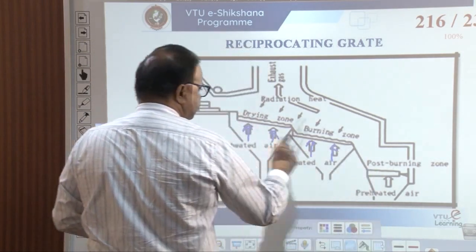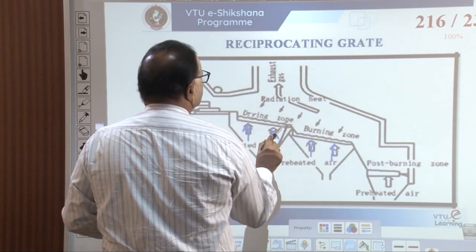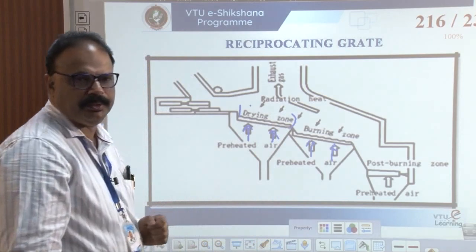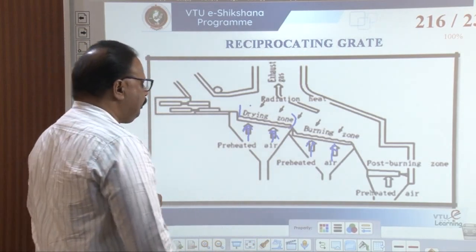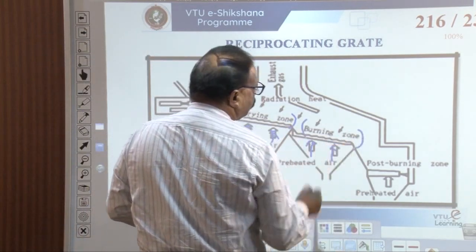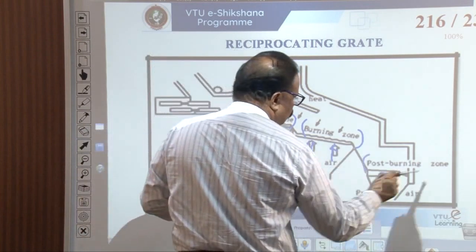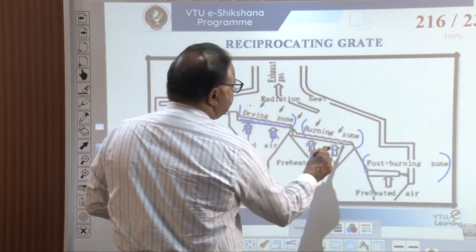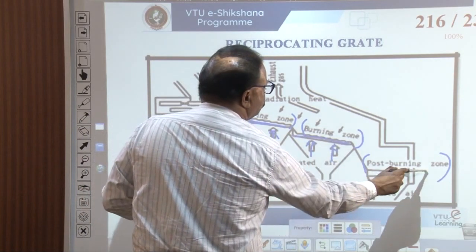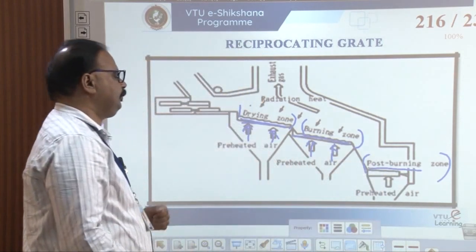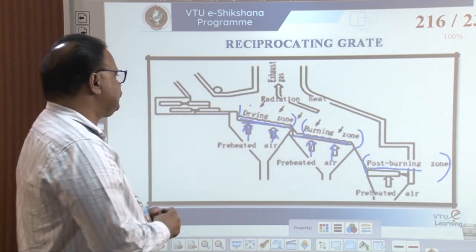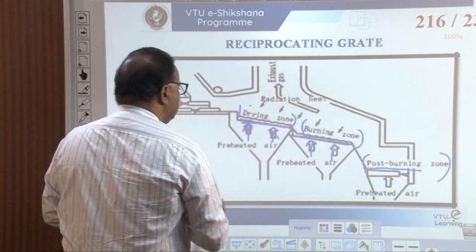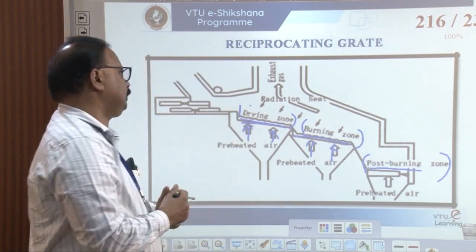Three types of zones are there. Here it is the drying zone. Here it is the burning zone. Here it is the post-burning zone. This is drying, this is burning, this is post-burning. Here radiation, heat, excess gas, everything is there as shown here.